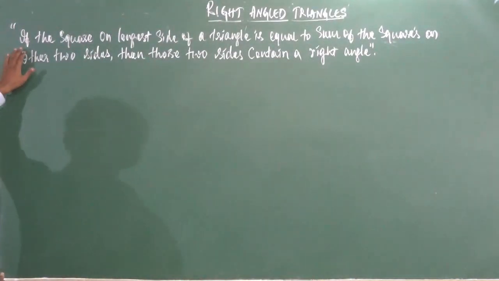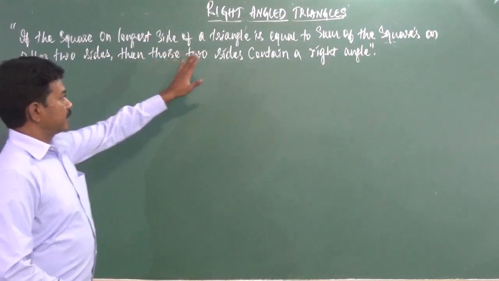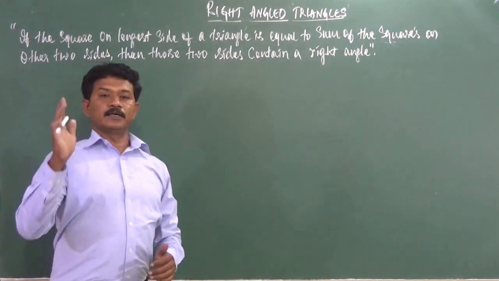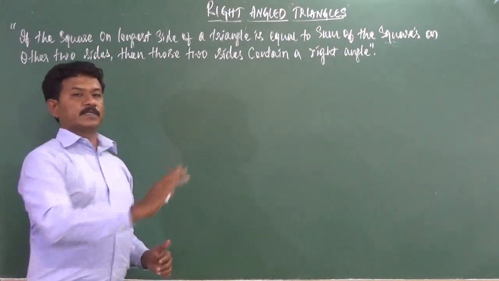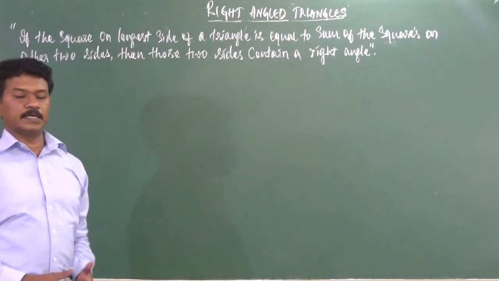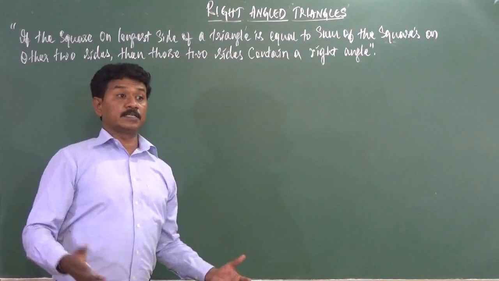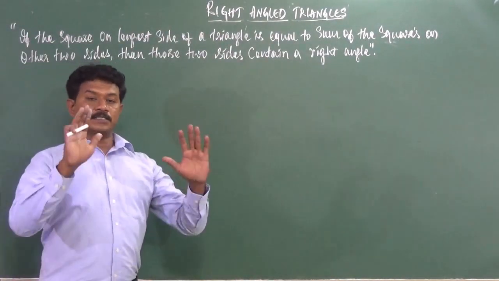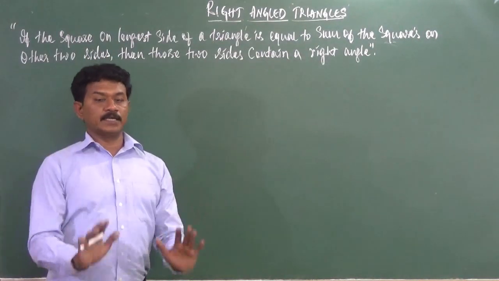So if the square on the longest side of a triangle, so you have to imagine a triangle here. In this triangle, the square on the longest side of a triangle. We do not know what type of triangle that is. We should not consider it as, sir, it is already a right angle triangle. No, it's not a right angle triangle. It is just some type of triangle, that's all.